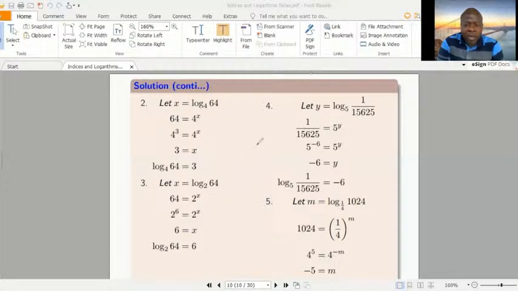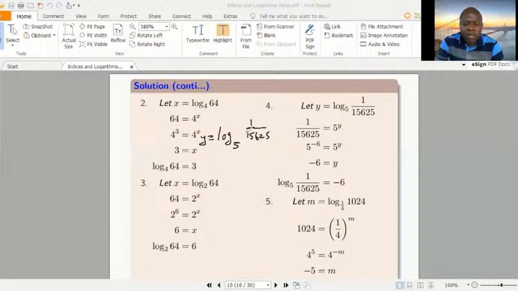Example 4. I said I would leave others for you, but let's just complete all of that. That's very easy. Now look what I have here. The question was, find the log of 1 out of 15,625 to base 5. I didn't know what this one was, so this time I said let it be y.